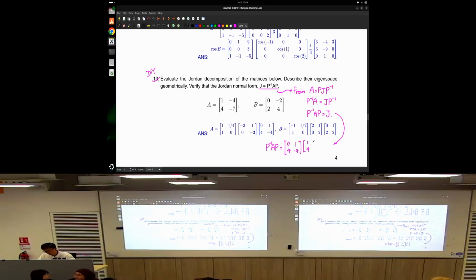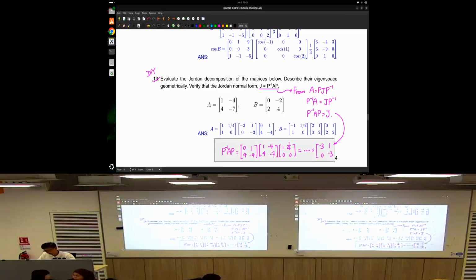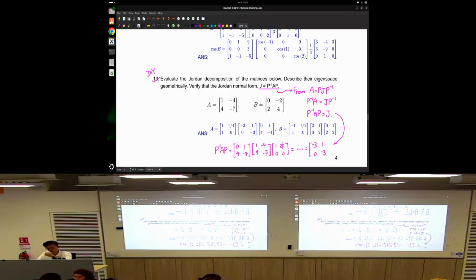1, 4, minus 4, minus 7 times P, 1, 0, 1 quarter 0. This one must give you the J matrix. So the J matrix will be minus 3, 0, 1, minus 3. Okay, so this is verification that your answer is correct.